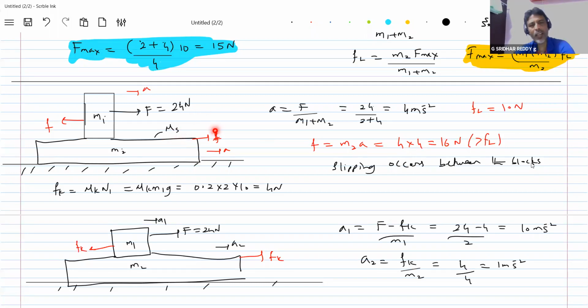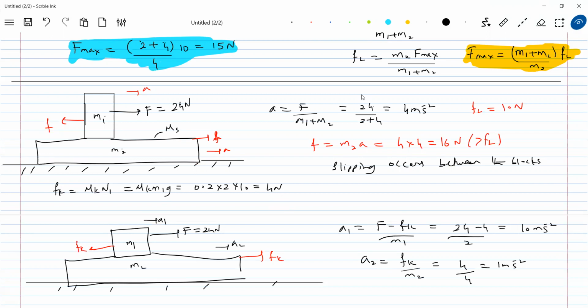So instead, I'm asking you to have a generalized approach. Assume that no slipping occurs, calculate the acceleration of the blocks, calculate the friction acting between the blocks. If the friction is greater than limiting, slipping occurs. If friction is less than limiting, then no slipping occurs. Got the idea? There's one basic method. Any doubts you can ask me.